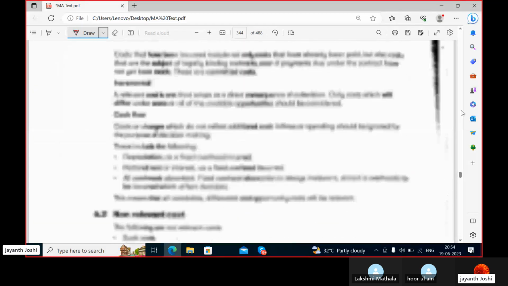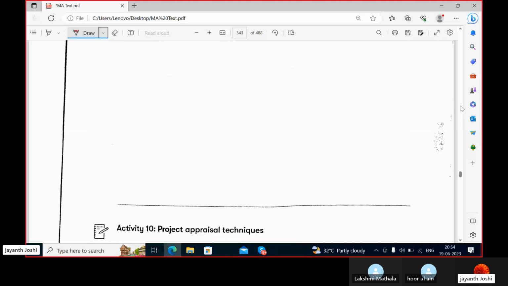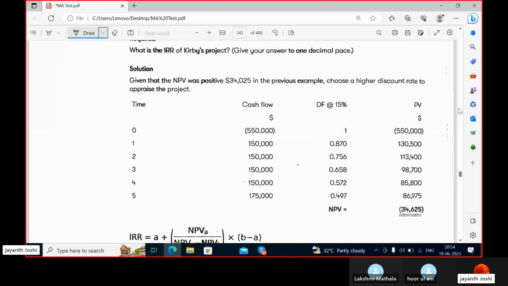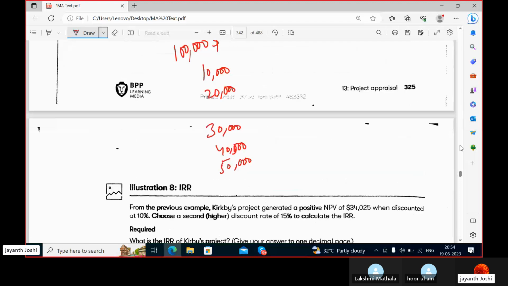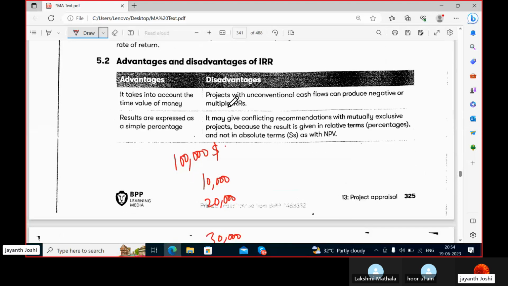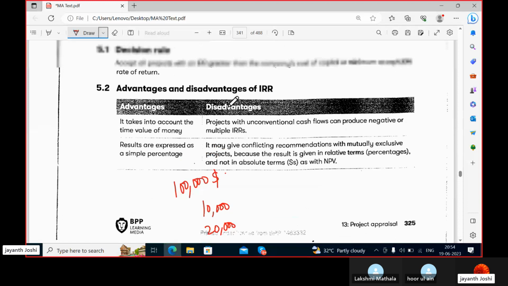So what we can do is, we are done with NPV and IRR, but some more discussion can be done. The IRR question is homework, but we'll understand the advantages and disadvantages of IRR before closing this.